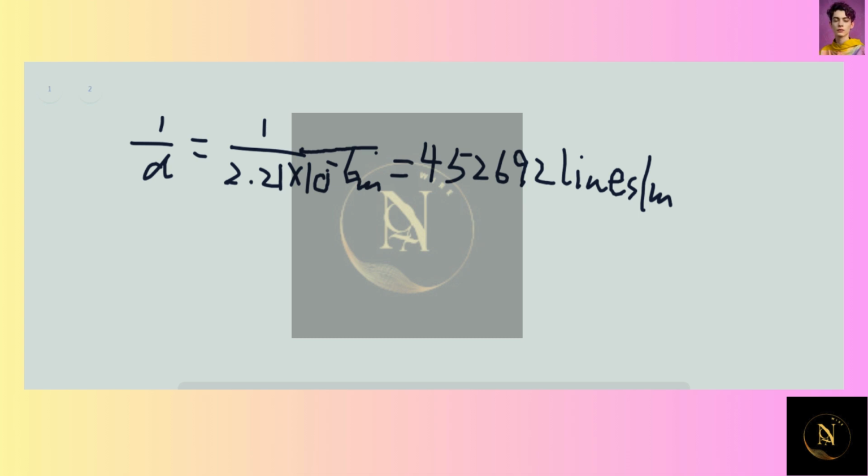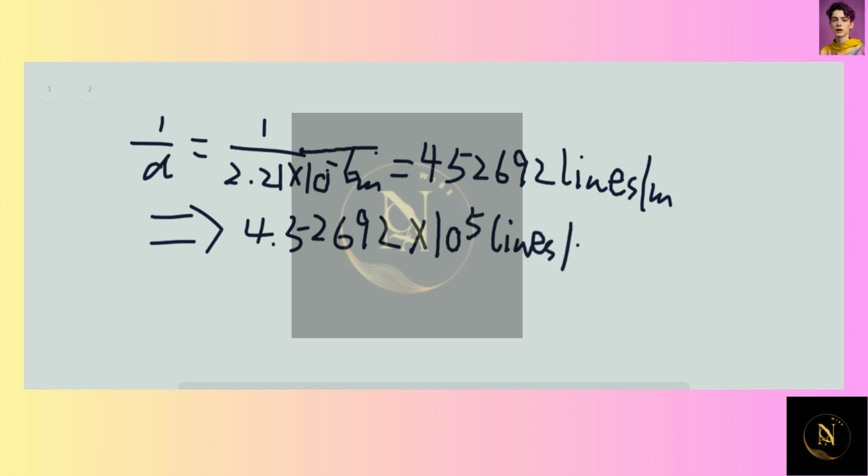So let's keep working on the questions. Okay, so it will give us 4.52692 times 10 to the power of 5 lines per meter, which is around 4.5 times 10 to the power of 5 lines per meter.